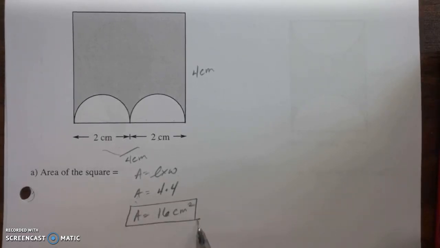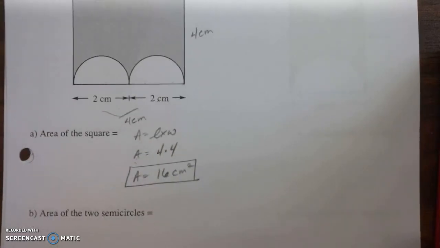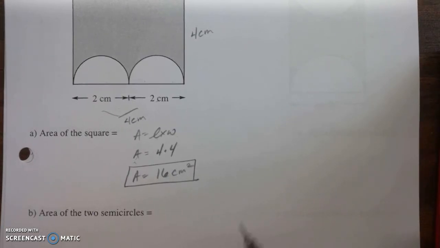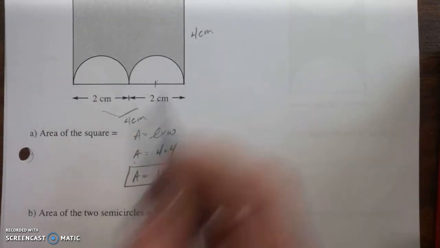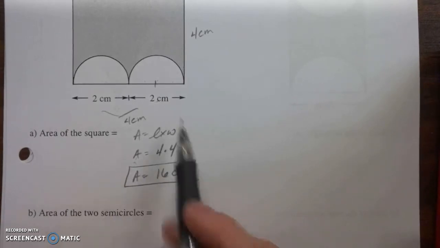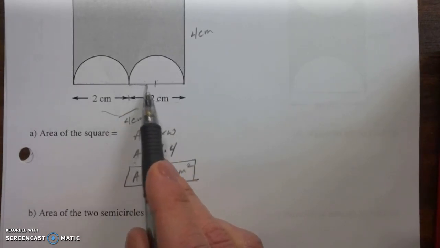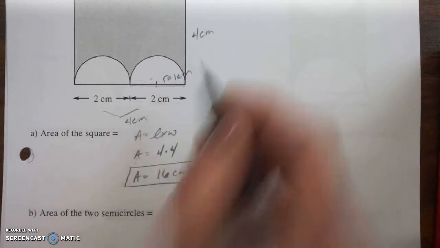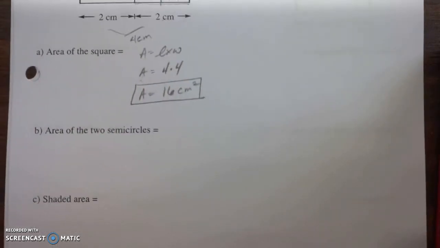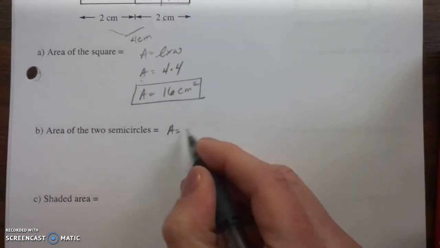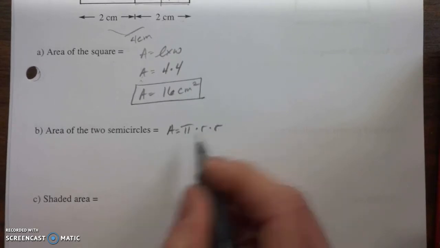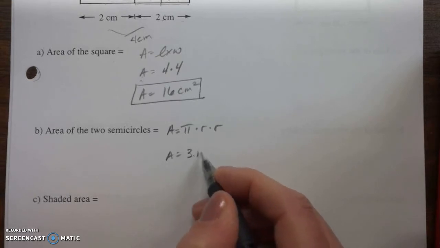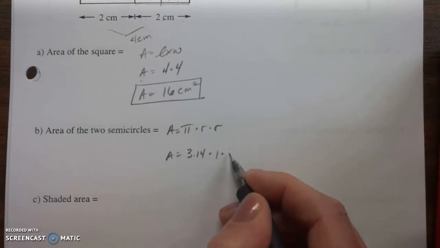Okay, now I'm going to find the area of the two semicircles. And again, I have 2 of them, and so all I need to do is find the area of one circle. But before I do that, I want to make sure I have the right radius marked, because this 2 is my diameter. It goes all the way across. So let's mark a radius of 1 centimeter. Okay, and then let's plug that into our formula. So area equals pi times r times r. Area equals, and it told me up at the top to use 3.14, so I'll go ahead and do that, times 1 times 1.